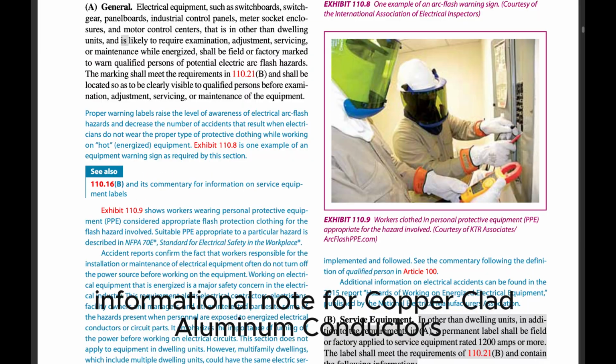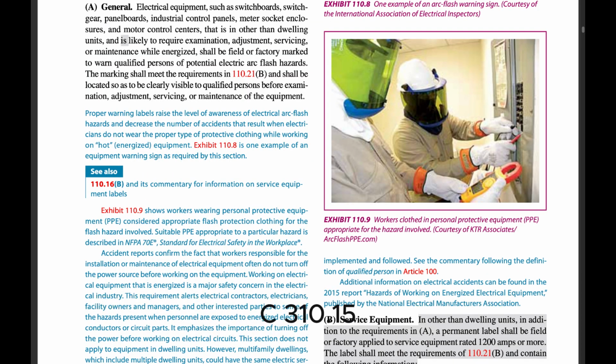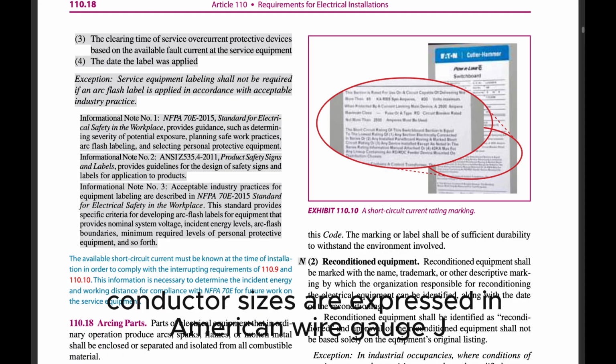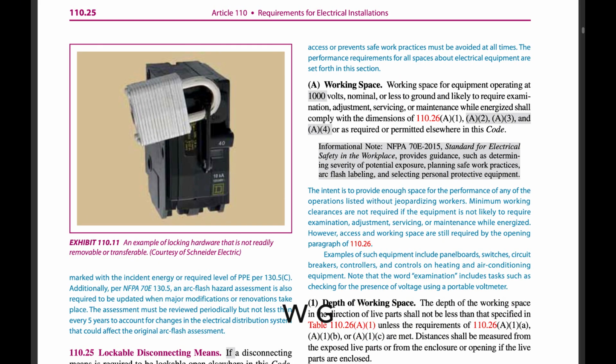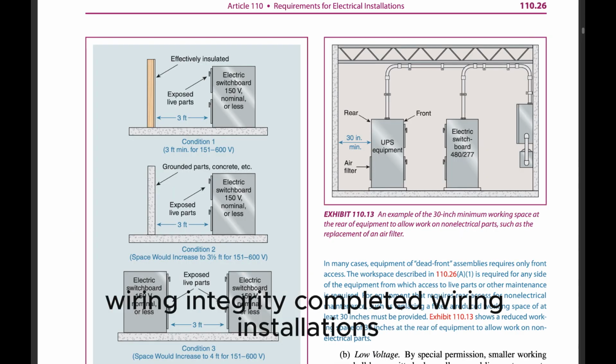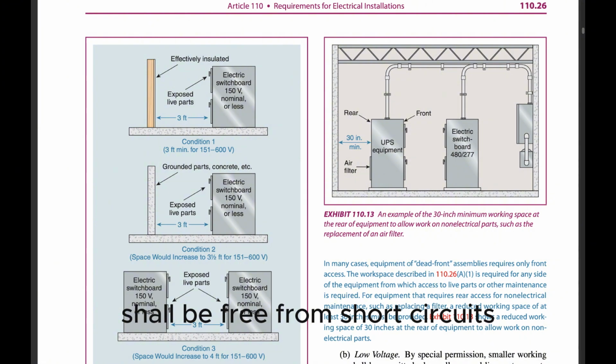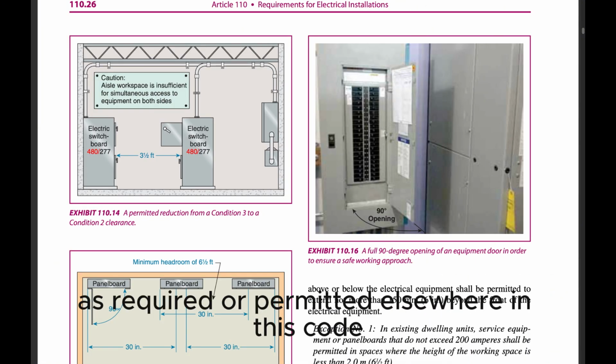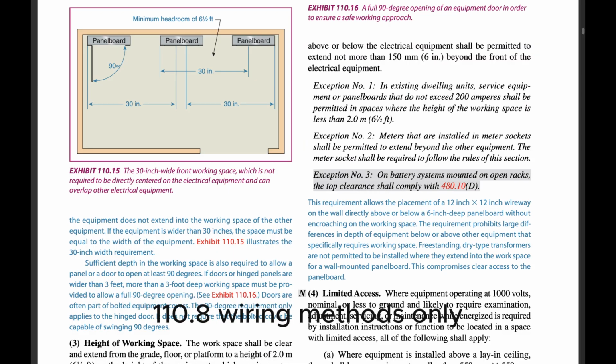Informational note: For copper-clad aluminum conductors, see 310.106. 110.6 Conductor Sizes. Conductor sizes are expressed in American Wire Gauge (AWG) or in circular mils. 110.7 Wiring Integrity. Completed wiring installations shall be free from short circuits, ground faults, or any connections to ground other than as required or permitted elsewhere in this code.